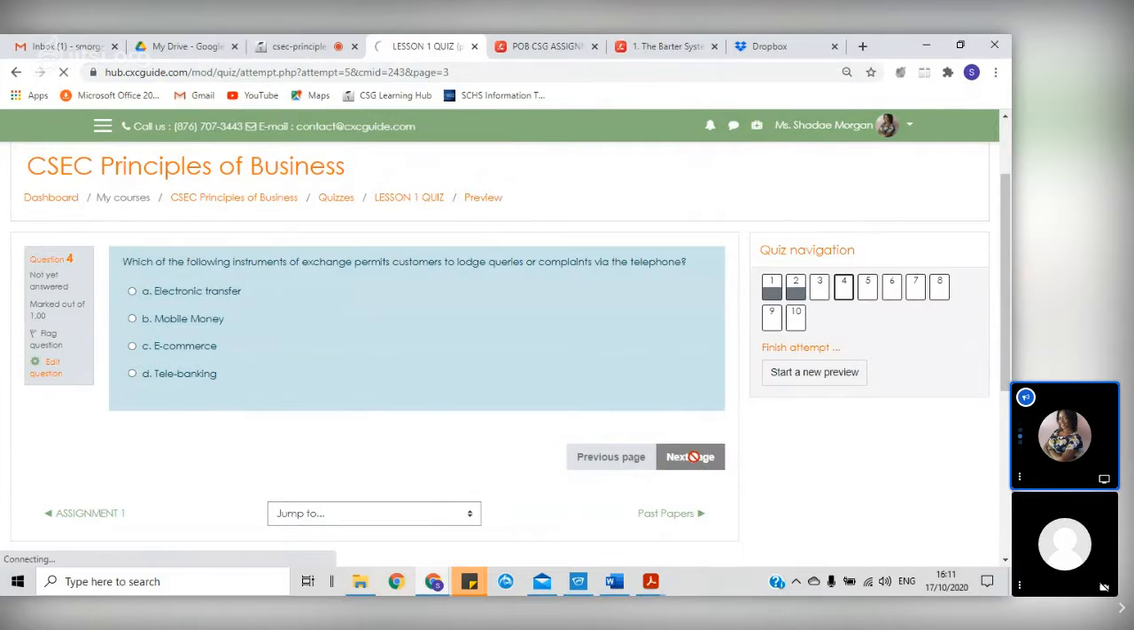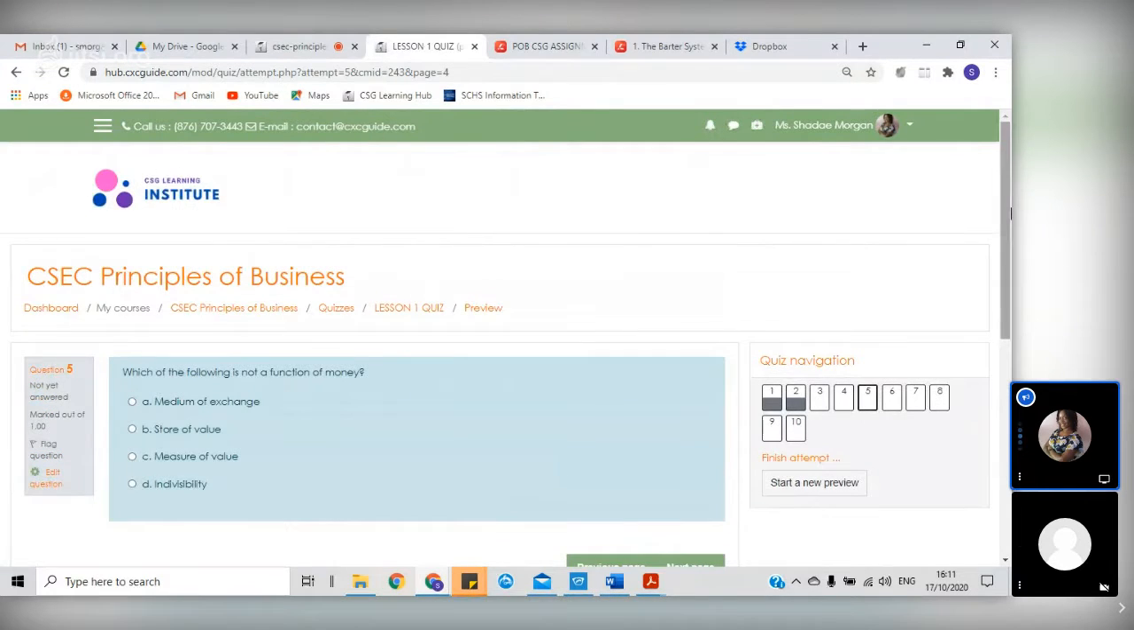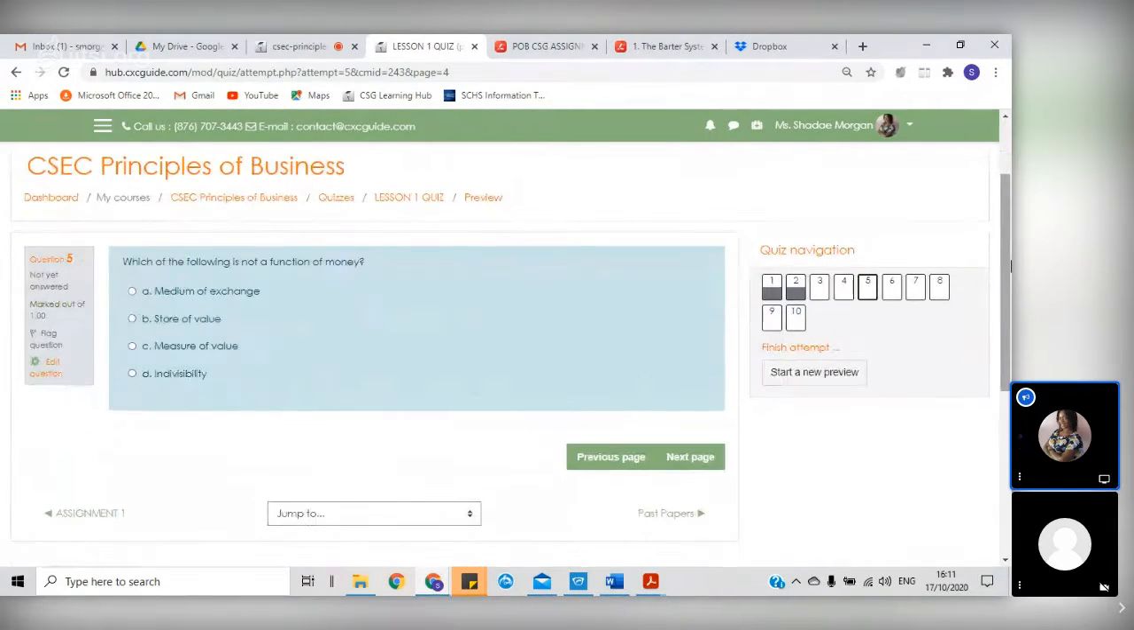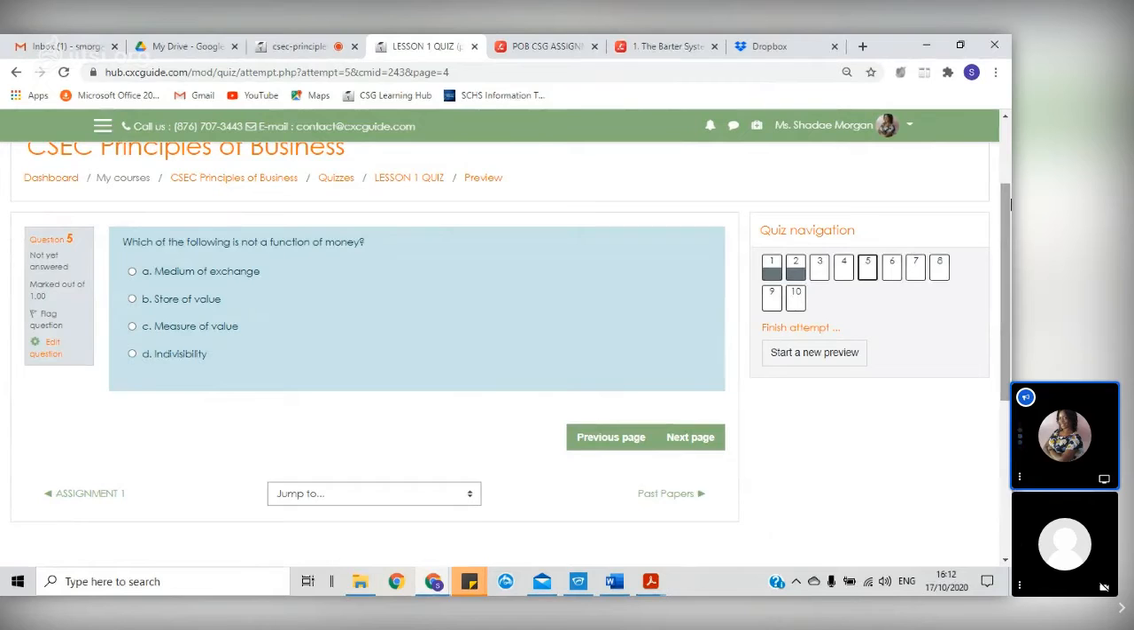All right, next question. Which of the following is not a function of money? So we have medium of exchange, store of value, measure of value, and indivisibility. D. Right, indivisibility. So that is not a function of money.